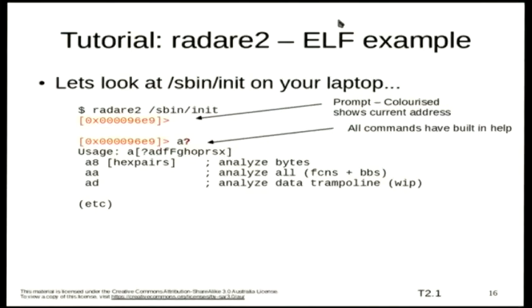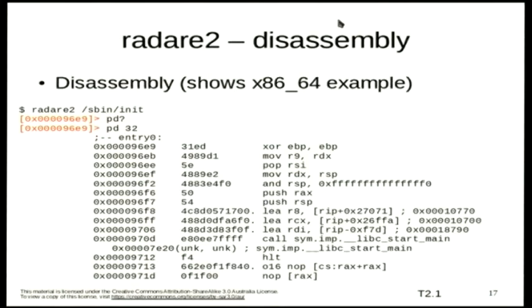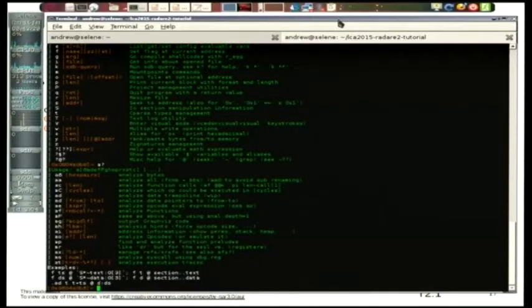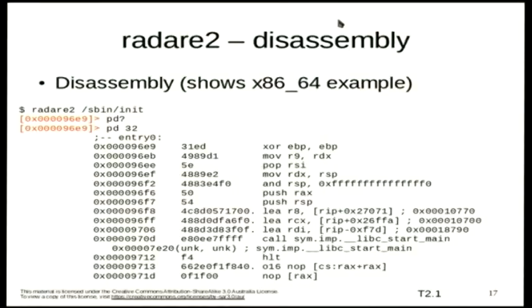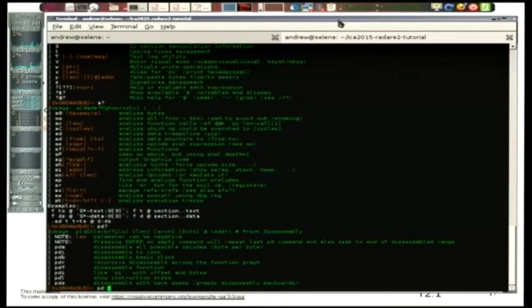So next one. Let's get into some actual disassembly. I've loaded a program, in this case it happens to be the init on my laptop. PD, P for print, D for disassemble, and then question mark shows you different ways you can disassemble. PD32. What that's saying is just give me a disassembly from the current address into the program for 32 instructions. And I always get this backwards.